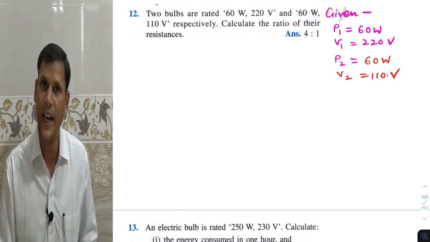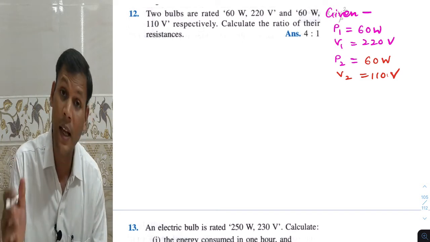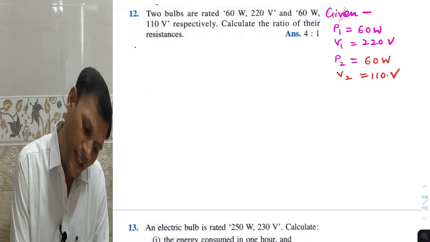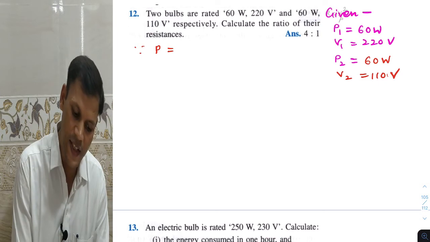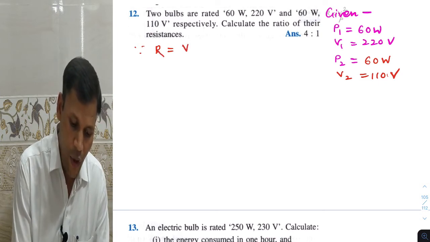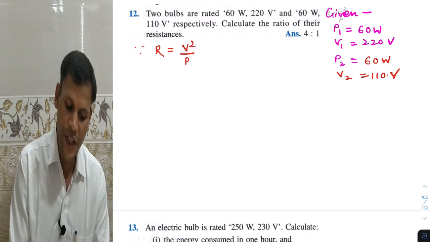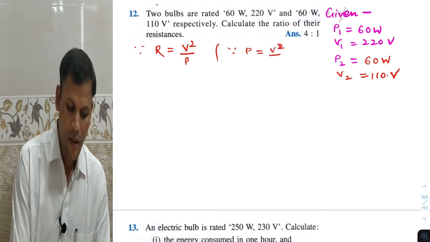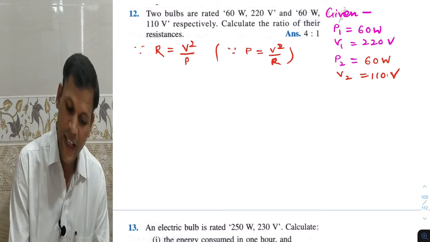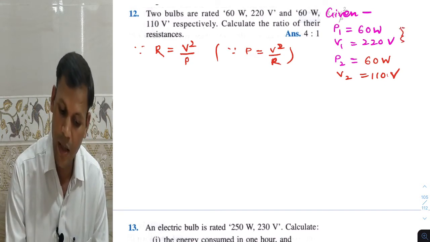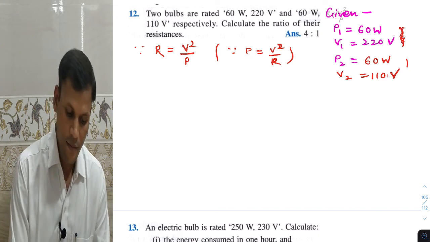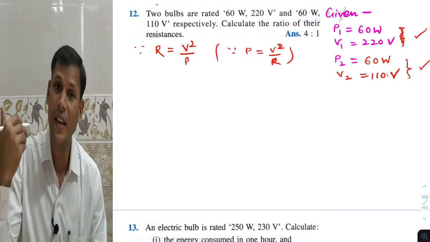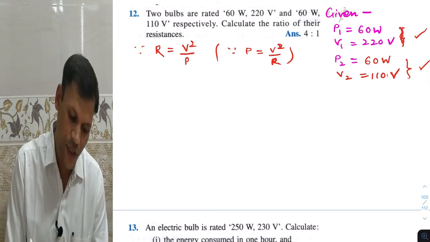In power rating, what is the resistance? We know, since we need resistance, that resistance is V square upon P, because power is V square by R. So we get R as V square upon P, but here two different bulbs are there, each with its power and potential difference rating. So we know R is equal to V square by P.